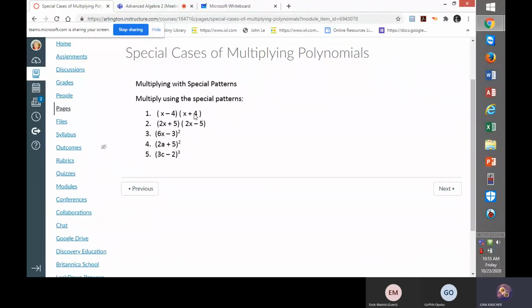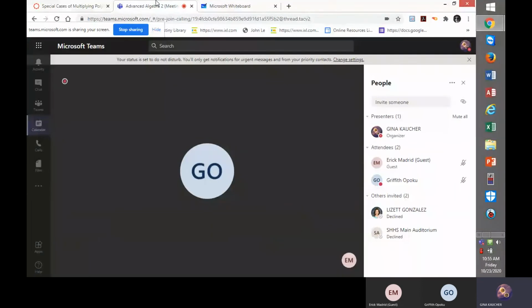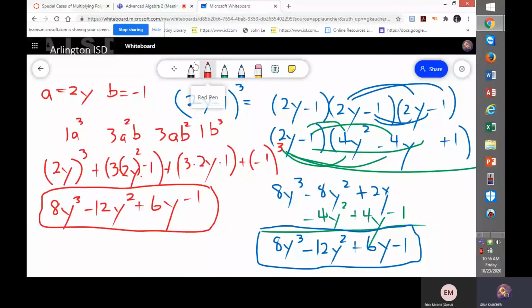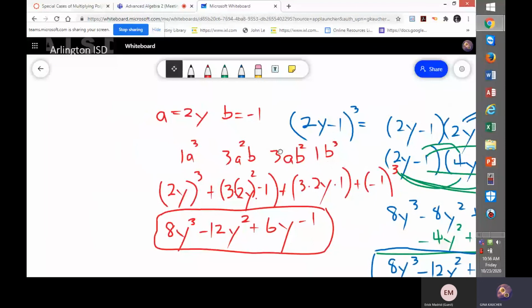X minus 4 times x plus 4, what do you get when you multiply that? Griffith, what do you think? What do you get? X minus 4, x plus 4. The first term squared minus the other term squared. What does that give you? Yeah, the x squared minus the 4 squared. X squared minus 16.